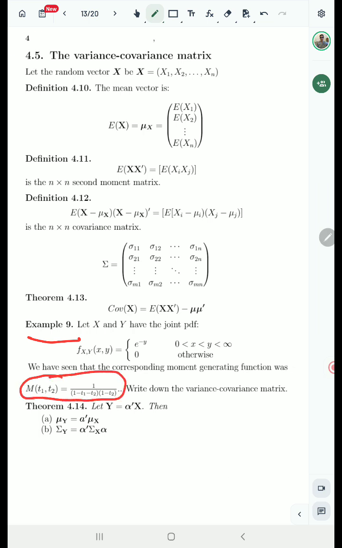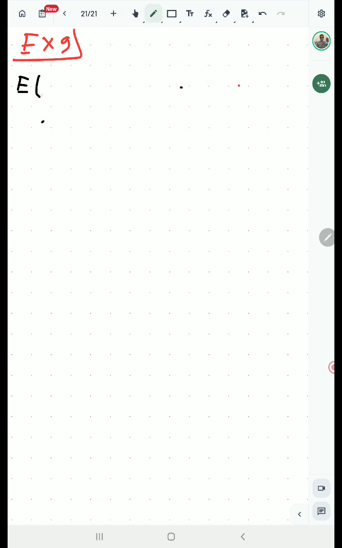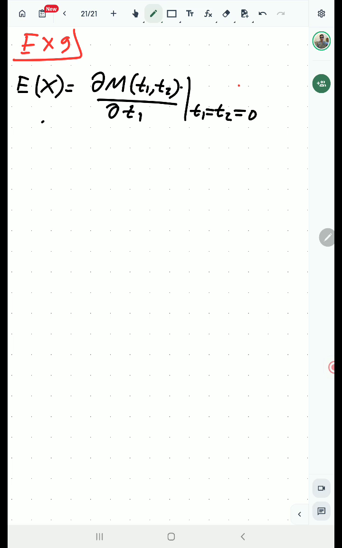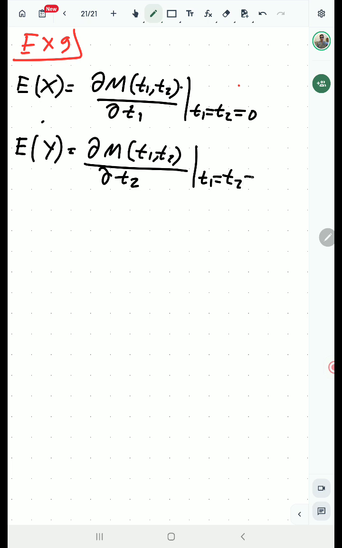Great. Now you can get the expectation of X. It can be derived. This is the first raw moment of the distribution of X. You can take the derivative of this moment generating function with respect to t1 and then set t1 equal to t2 equal to 0. That is going to give you the first raw moment of the distribution, or the expectation of X. If you want to find the expectation of Y, you're going to take the derivative of this with respect to t2 and set t1 equal to t2 equal to 0.